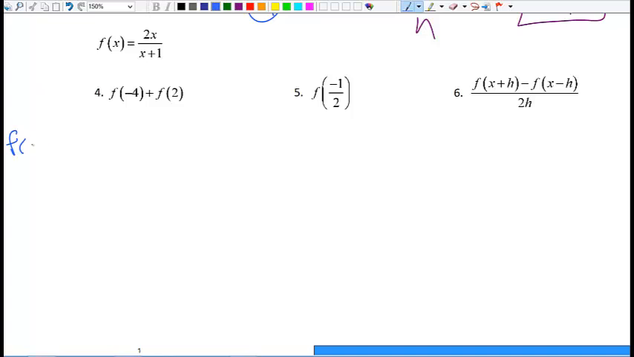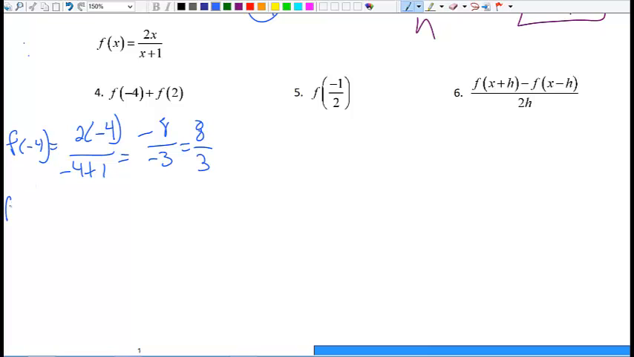So I want f of -4, which is 2 times -4 over -4 plus 1. And that'd be -8 over -3, which is 8/3. Okay, then I want f of 2, which is 2 times 2 over 2 plus 1. You get 4 on top and you get a 3 on the bottom.